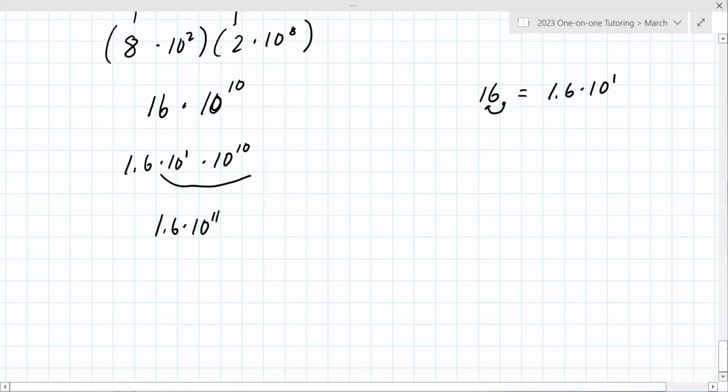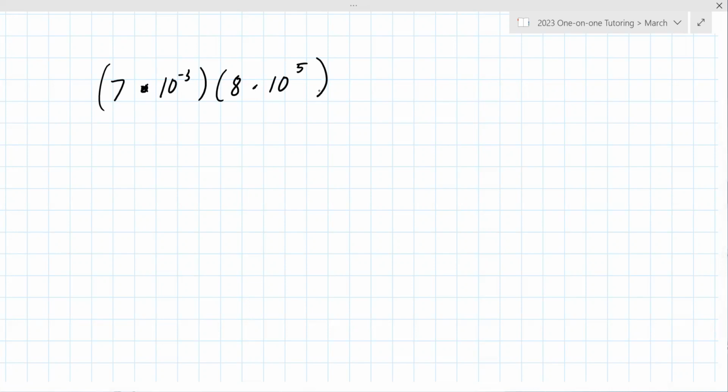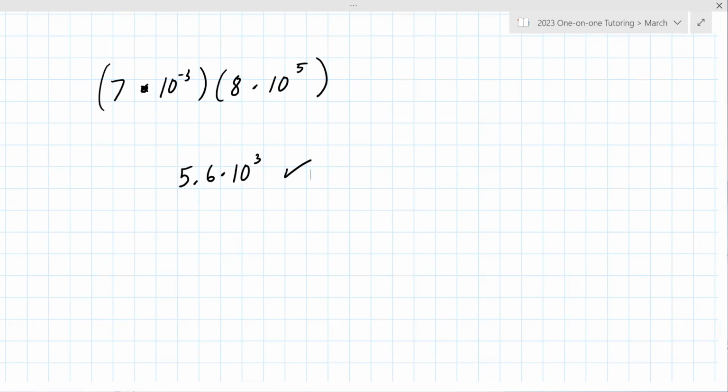All right, so let me have you try one on your own here. Let's go with 7 times 10 to the minus 3, 8 times 10 to the 5th. Give me your final answer in scientific notation. 56 and then 10 to the 2. 56 times 10 to the 2, but you can't do that. So 5.6 times 10 to the 5th, or 10 to the 2, which is 5.6 times 10 to the 3rd. Very good. Any questions on that before we do something else? Okay.